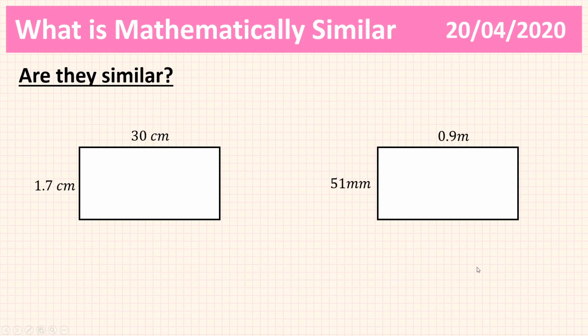Right, have a look at this one. Okay, and they are similar. Because if we were to change everything to a different unit of measure or the same unit of measure, we would notice that this one is an enlargement of this one. They are very similar. They are definitely mathematically similar. The key thing to take away from this example is that we need to ensure, to be able to correctly identify if they're similar or not, that the units of measure are the same for all of the sides.